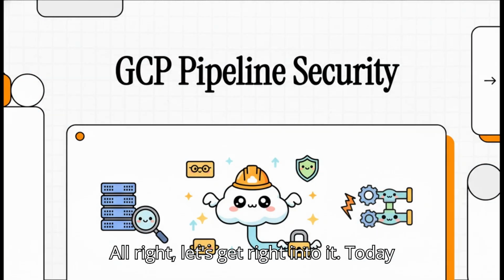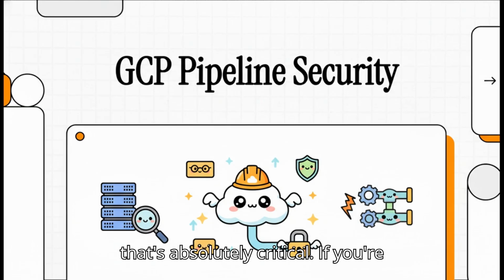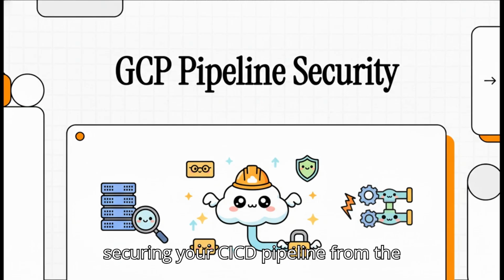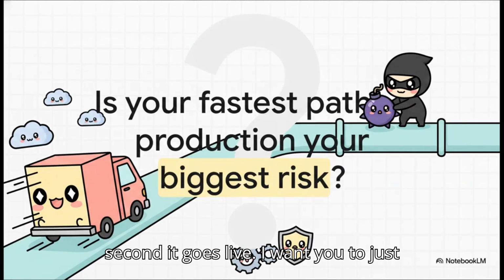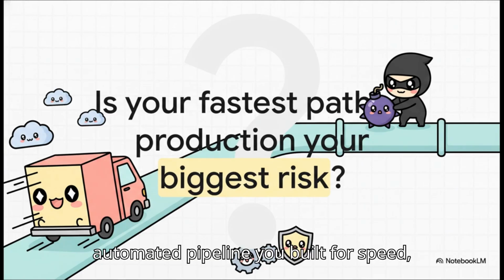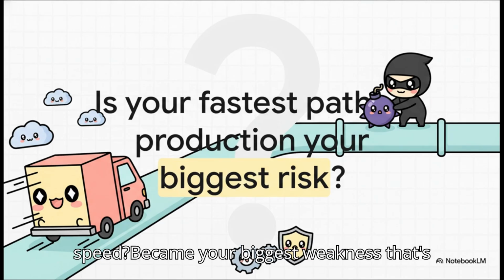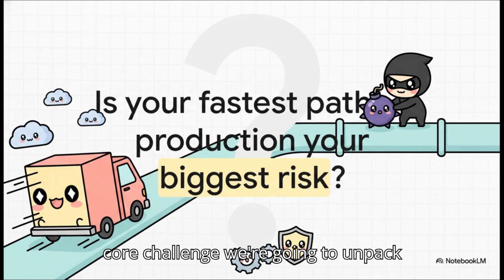All right, let's get right into it. Today, we're going to talk about something that's absolutely critical if you're shipping code on Google Cloud, and that is securing your CI/CD pipeline from the moment you write a line of code to the second it goes live. I want you to just think about that for a second. That automated pipeline you built for speed, for efficiency, what if that very same speed became your biggest weakness? That's the tightrope we're walking, and it's the core challenge we're going to unpack right now.